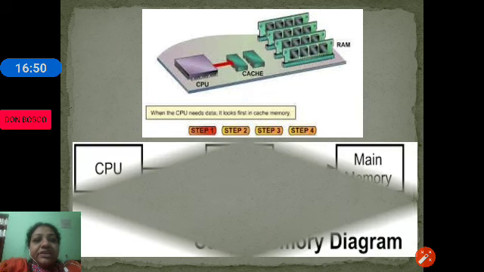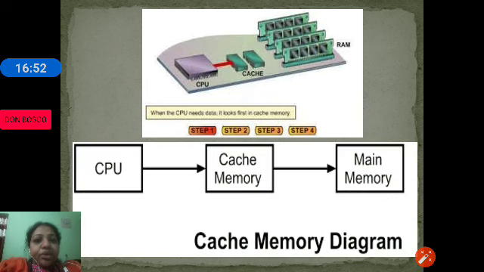Now let us discuss one of the important memories used in a computer system, that is cache memory. As you can see, there is the main memory and the CPU. If the CPU has to run any program, it has to be in main memory. In between the CPU and main memory, there is a small memory placed, and that memory is called cache memory.